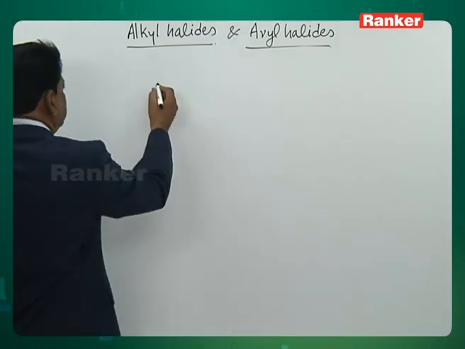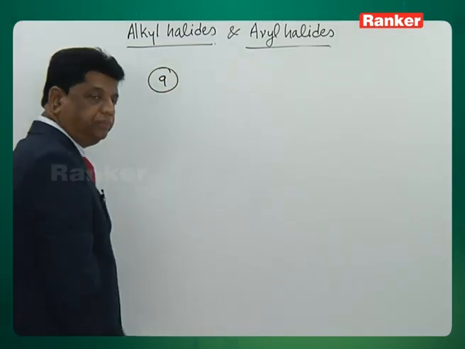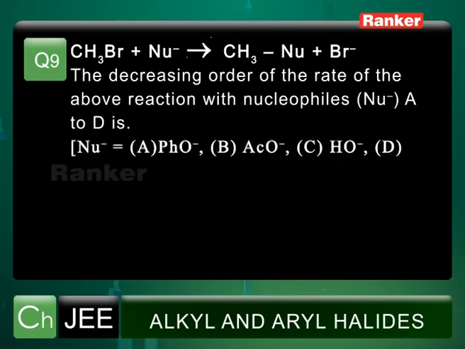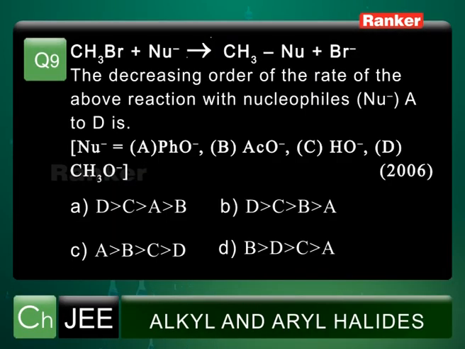So let's go to question number 9. The question is: methyl bromide is treated with a nucleophile, and a methyl-nucleophile product is formed with the expulsion of Br minus. The decreasing order of rate of the above reaction with the nucleophiles A to D is given. A is the phenoxide anion, B is the acetoxy anion, C is the hydroxide anion, D is the methoxide anion. This appeared in 2006.